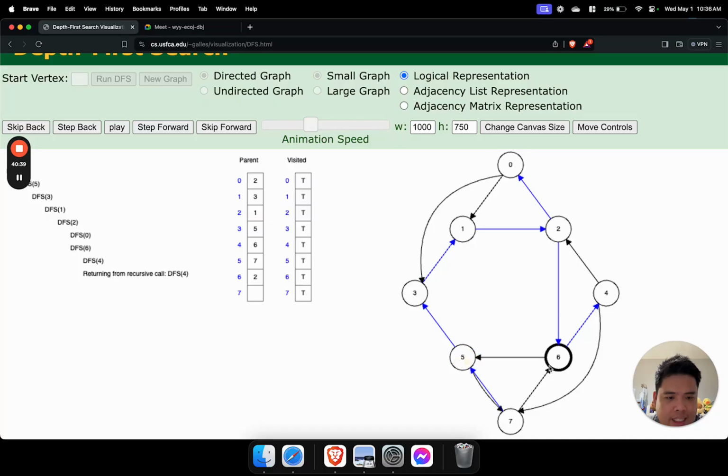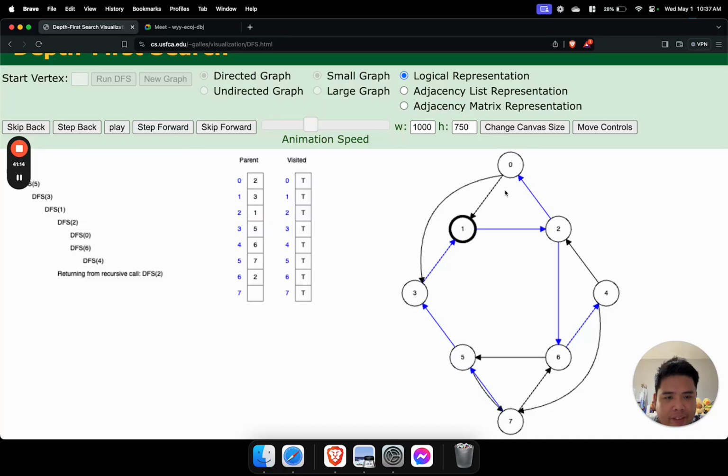6 still has something that wasn't checked, which is 5. So I'm going to check. 6 to 5. Is 5 already visited? Yes, it is. So I'm not gonna do anything. I'm gonna go back to my parent, which is 2. My DFS call for 6 ended. Now I'm at 2. Does 2 still have any arrow or arc going from 2 to another vertex? None left. So my DFS 2 ends and I go back to my parent 1.